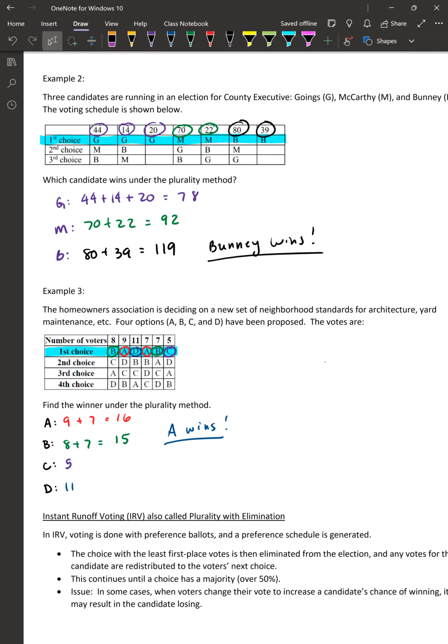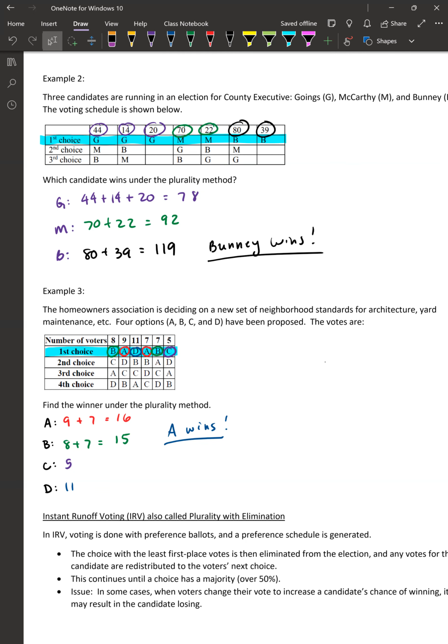But what if there is a tie of some sort, or what if you want to go a little more in depth? Oh man, I forgot to start my timer. Now I don't know how long this video was. Well, I'm going to assume it's been about 10 minutes.